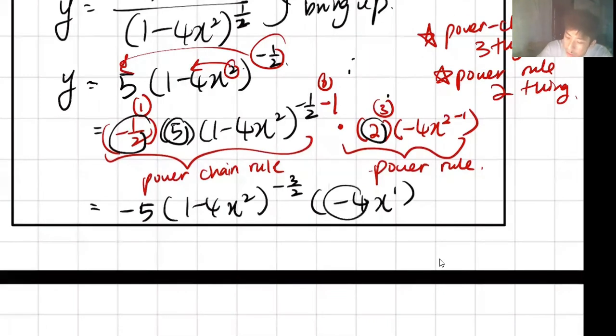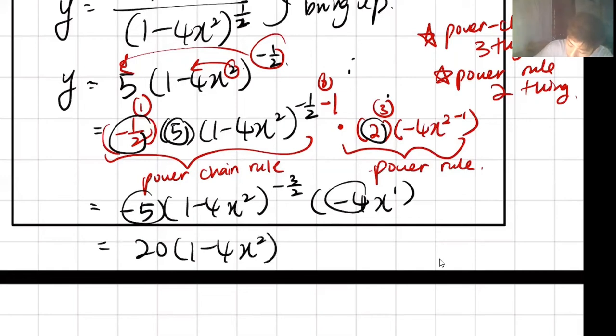Oh, I missed out this negative 4. This negative 4 also can times the negative 5 in front. I'll get 20, 1 minus 4x squared, power of negative 3 over 2, times the x. Or the x you want to put in front here also can. It doesn't matter. I just leave it like this.